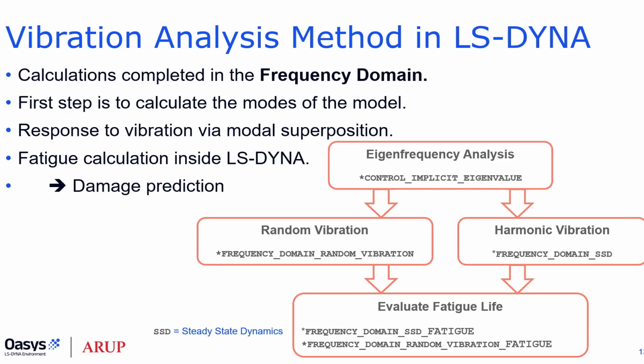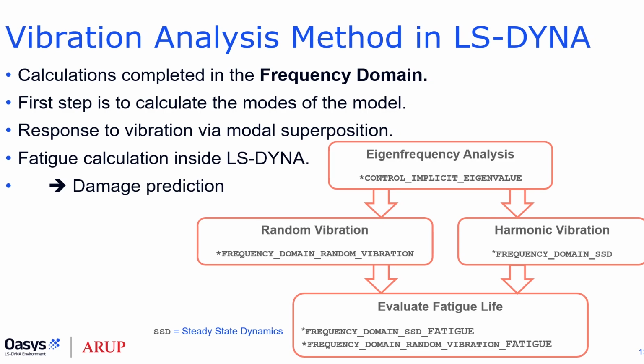Next, both harmonic and random vibration methods use modal superposition to calculate the response of the structure to the input accelerations. This means that the response of the structure is the sum of the mode shapes, each scaled by a different amount depending on the frequency. The two types of analysis we use here are frequency domain random vibration or frequency domain SSD, which means steady state dynamics. And that's the method we use for harmonic vibration.